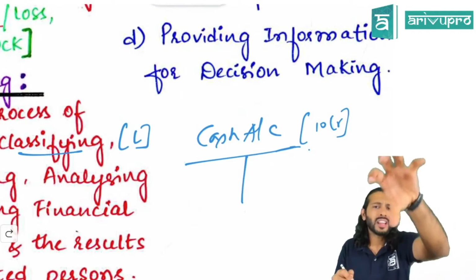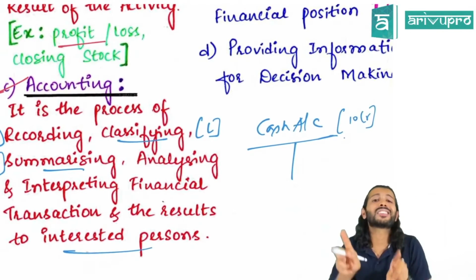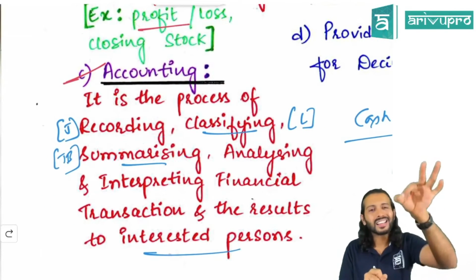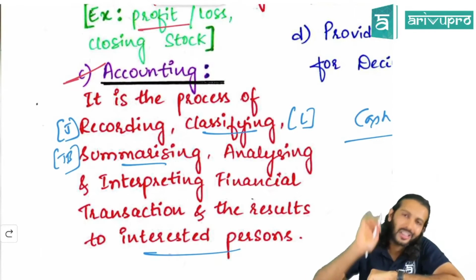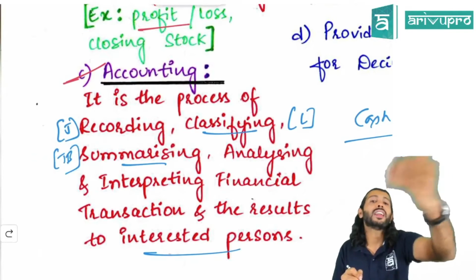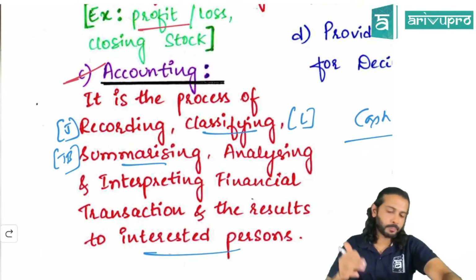That balance remaining, you put it in one particular format or in one particular statement. That statement we call the trial balance, and that activity is what we call summarizing. Meaning, with the trial balance only we prepare financial statements like the balance sheet, P&L, etc.